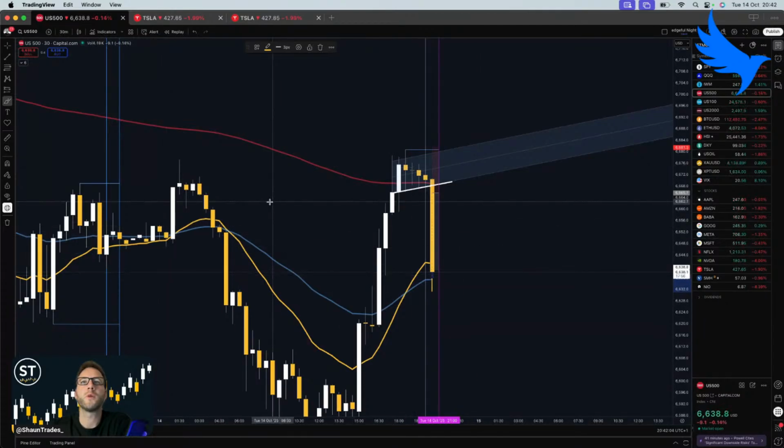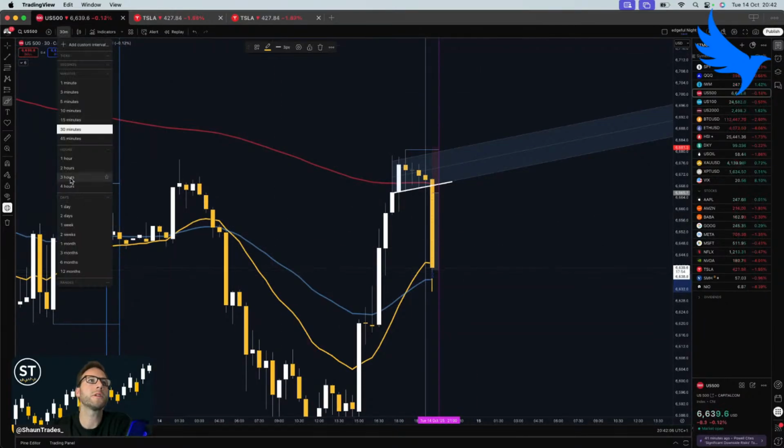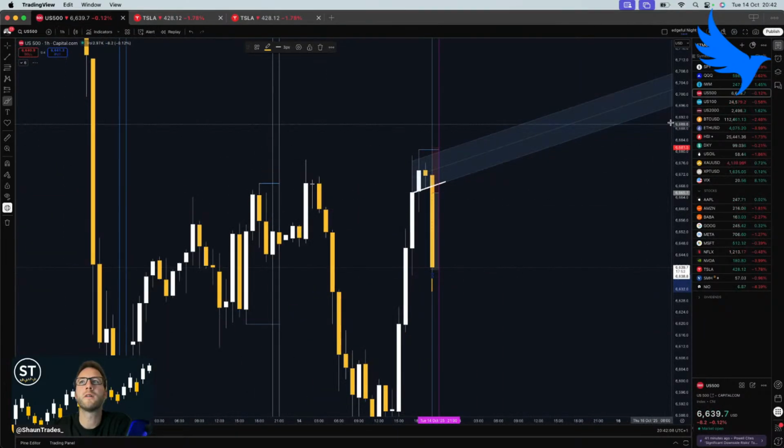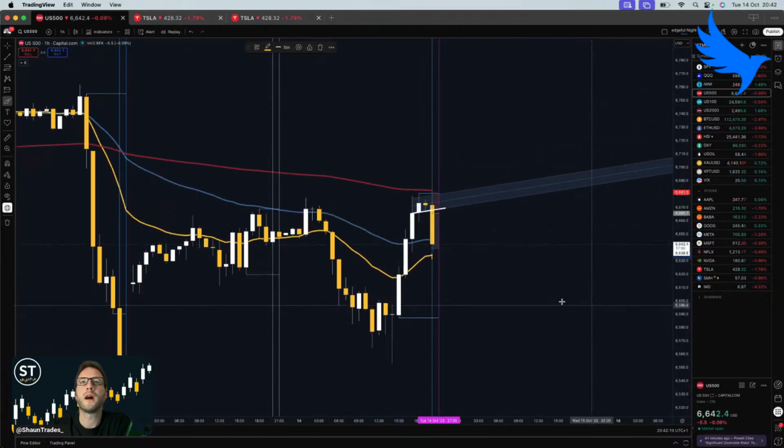Lots of support here for the 30-minute chart. What about the hourly chart? Hourly chart has 20 moving average. There's lots of support here on multiple time frames. So let's have a look.